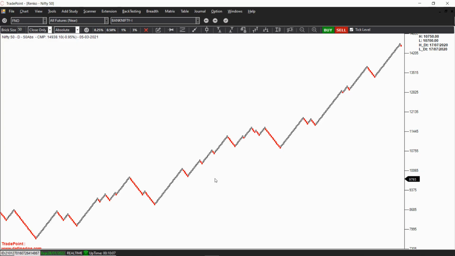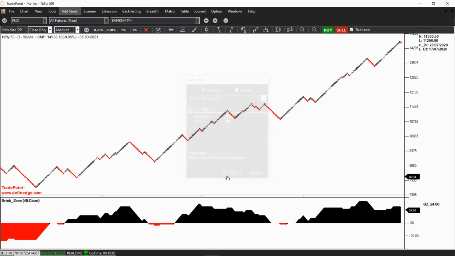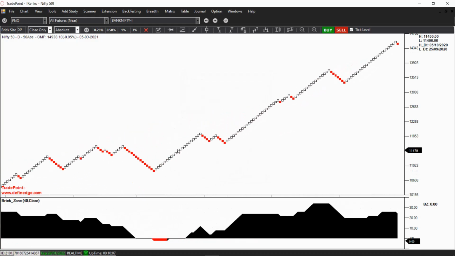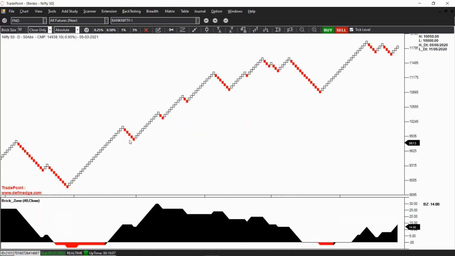So I have created an indicator called brick zone. I've explained it in my book also on Renko chart. So the brick zone calculates the number of bricks over the last, let's say, 40 period. How many bullish bricks and bearish bricks are there in the price trend. So for example, here the number of bullish bricks is more than the bearish bricks over the last 40 bricks, then this brick zone will be bullish, which is black in color here. And if bearish bricks are more, it will turn bearish. It will turn red. So in a nutshell, this tells me how many bricks are bullish and bearish.